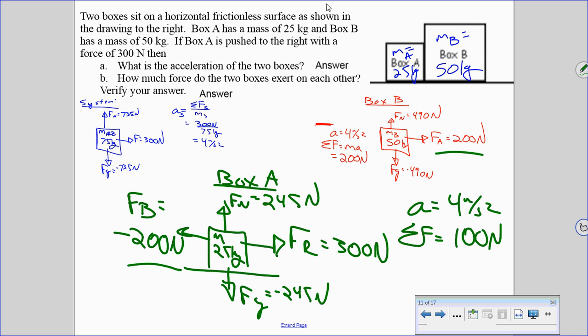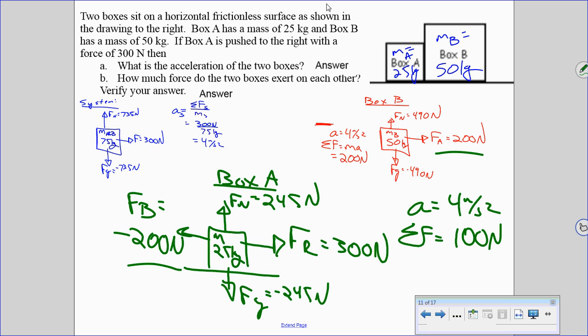right? It moves pretty quickly, right? But if I put box B here and I push it with about the same amount of force, it didn't move as much, right? I tried to more or less push with the same force, but we got less motion out of it. That's because my 300 newtons that I'm pushing isn't just moving box A. It's moving box A and box B.